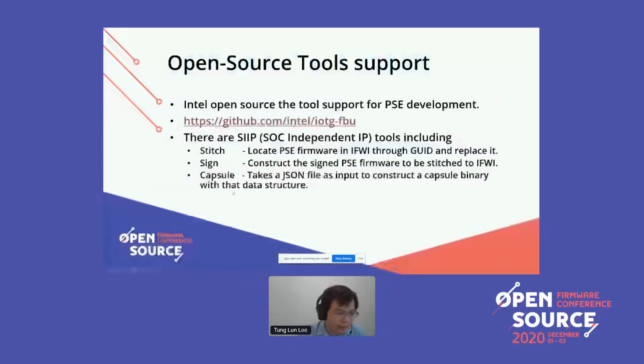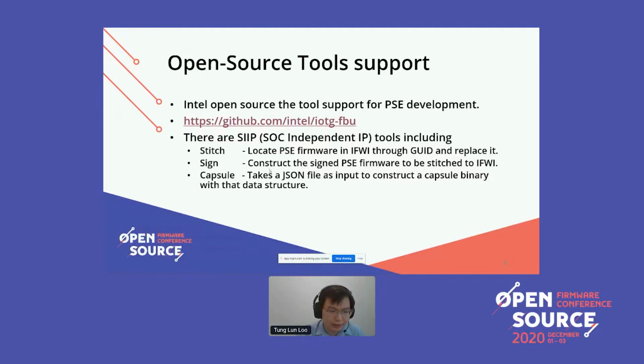The stitch tool is able to locate the PSE firmware in the IFE using the GUID and replace it. For example, if you are given a BIOS, or rather an IFE, for your platform, and you want to use the tool to replace the PSE firmware region, you can just take this stitch tool and execute it per the instructions shown in the GitHub, and you'll be able to replace the PSE firmware, so you don't have to deal with the complexity of rebuilding your BIOS.